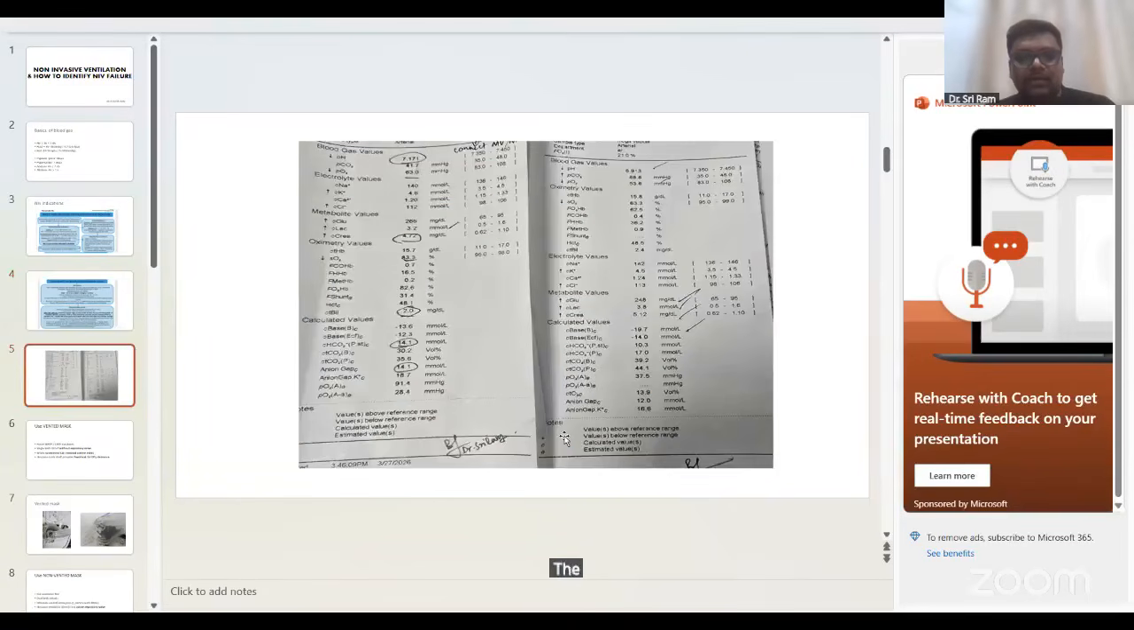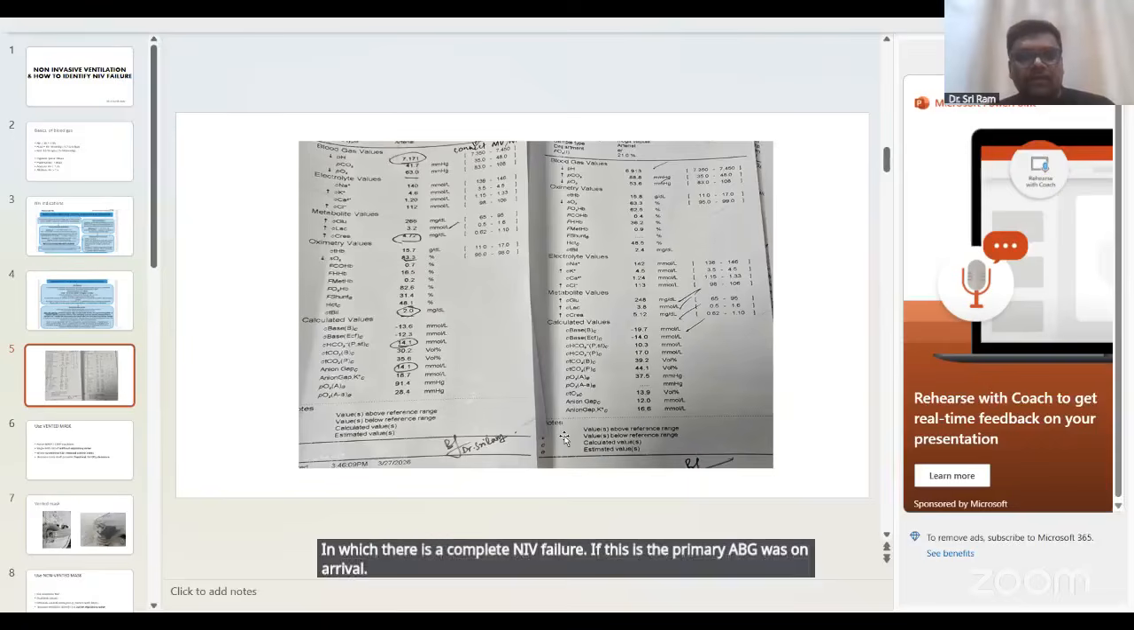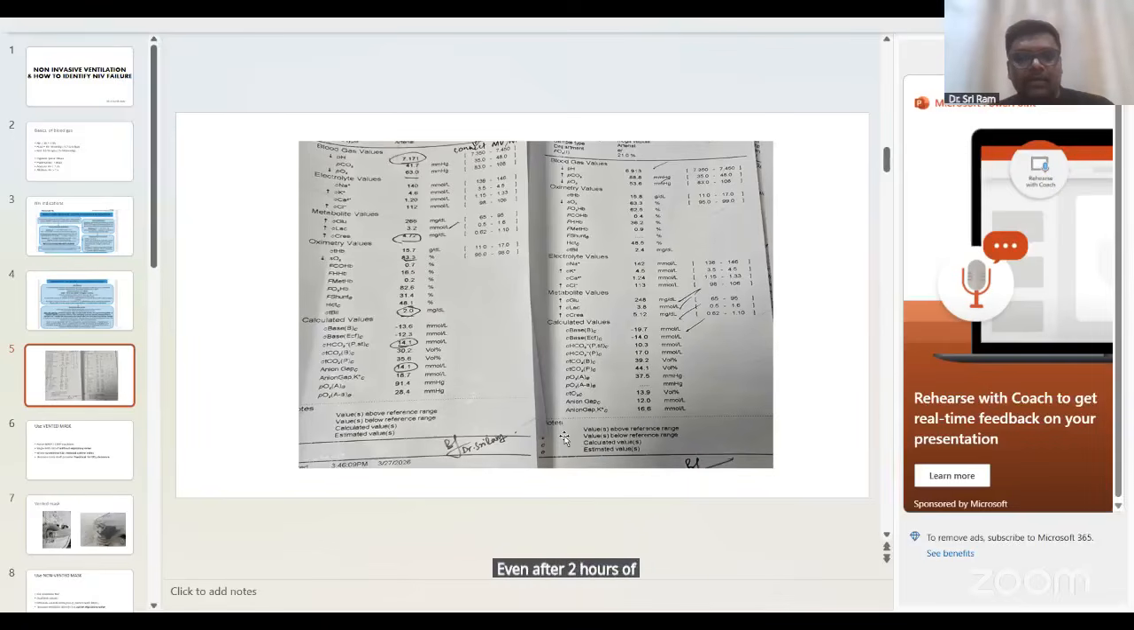The next one, we can see a blood gas in which there is a complete NIV failure. Okay, the primary ABG was on arrival. Even after 2 hours of NIV, the patient failed to ventilate. The resultant ABG is on the right side.